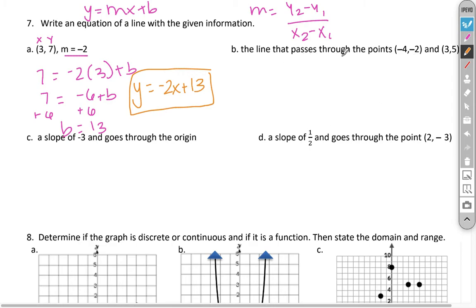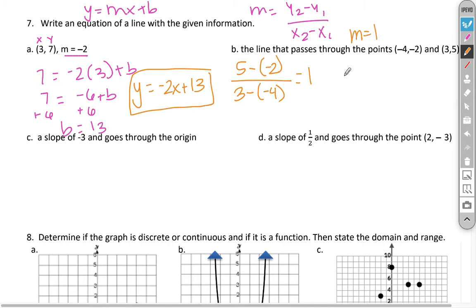Right now we have the line that passes through the points negative 4, negative 2, and 3, 5. Look past all the wording and let's just look at the fact that it gave us 2 ordered pairs, okay? So that means we don't have a slope, means we need to find it. So we'd have 5 minus negative 2 over 3 minus negative 4. This is going to give us 7 over 7, which is 1. So we've got m equals 1.